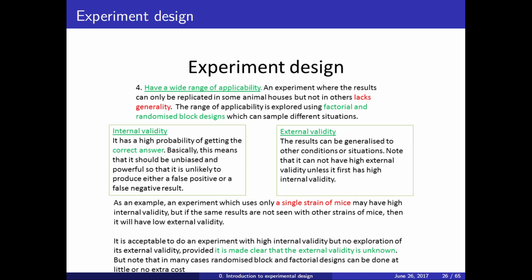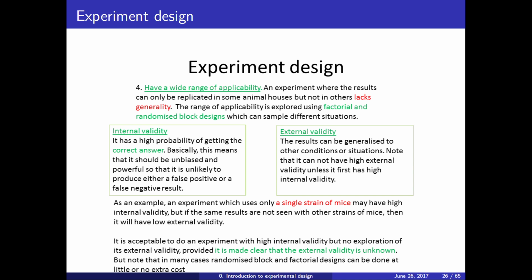And if we are designing an experiment, we want it to have a wide range of applicability. So that means that an experiment that can only be replicated in our animal house cannot be replicated anywhere else. So probably the effect is something related to our way of working rather than to the treatment itself. So this range of applicability is explored using factorial and randomized block designs that we will see along the course.